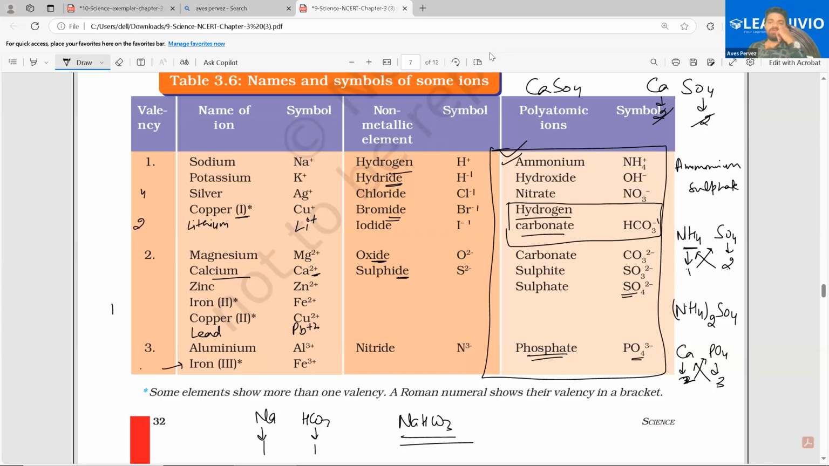Ammonium ion, hydroxide ion, nitrate. Only the polyatomic ions you have to memorize. Only polyatomic ions. Others you will do in the homework.